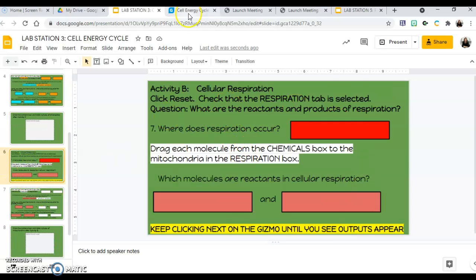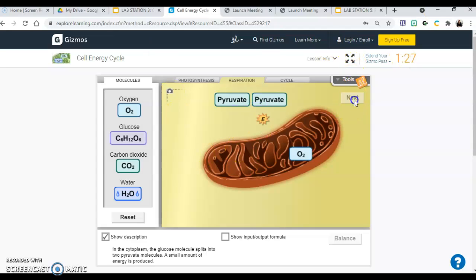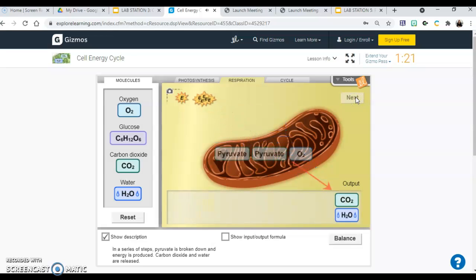You're going to do the same thing for respiration. So you're going to click on respiration. You're going to do the same thing. You're going to put the inputs in. The only difference is you're going to just keep clicking next until you get to the very last slide. We are not concerned with this middle stuff here. We just want to see the outputs. So don't worry about all this stuff in the middle. We're just looking for the inputs and the outputs.